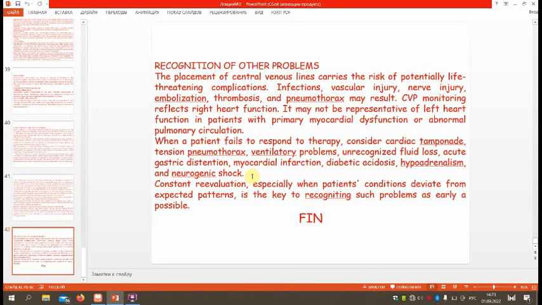When a patient fails to respond to therapy, consider cardiac tamponade, tension pneumothorax, ventilatory problems, unrecognized fluid loss, acute gastric distension, myocardial infarction, diabetic acidosis, hypoadrenalism, and neurogenic shock. Constant re-evaluation, especially when patients' conditions deviate from expected patterns, is the key to recognizing such problems as early as possible.